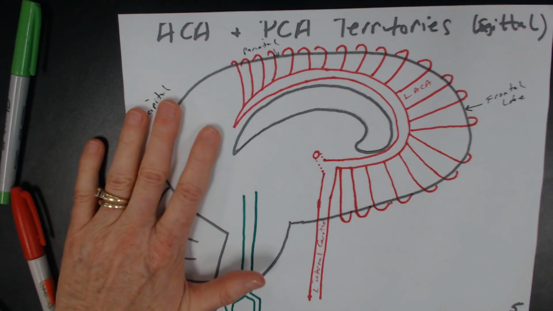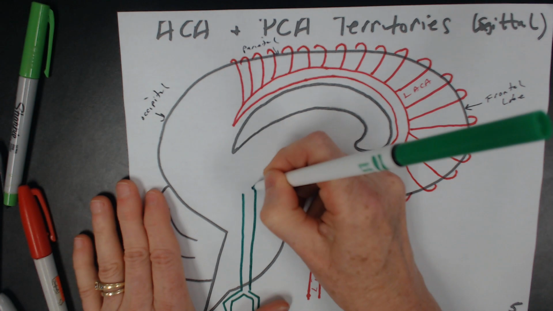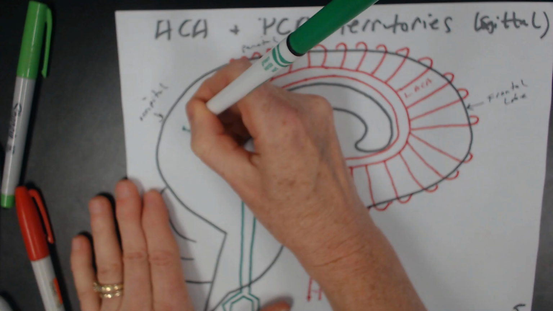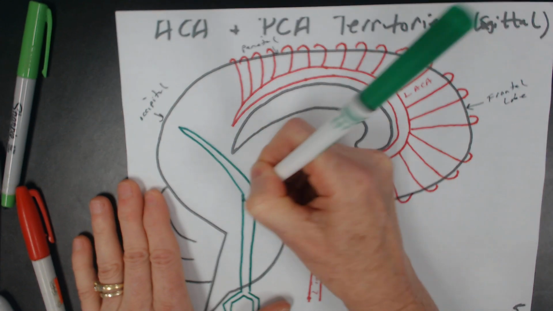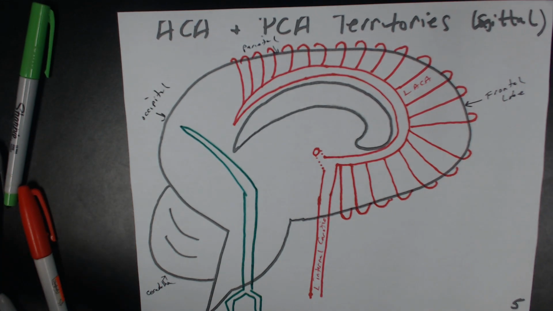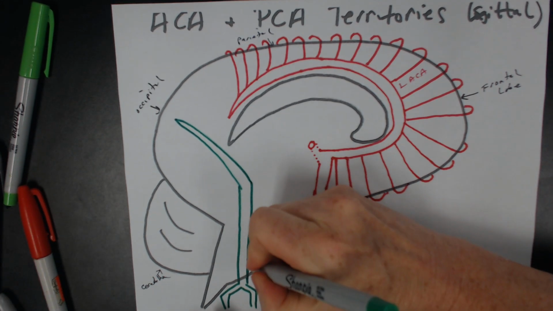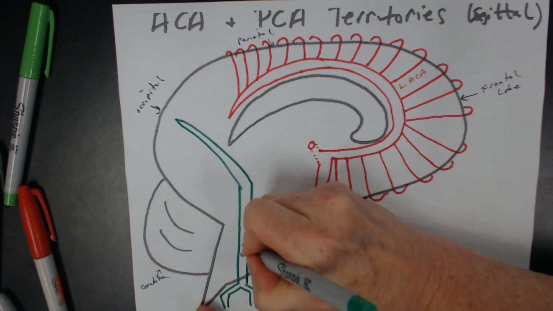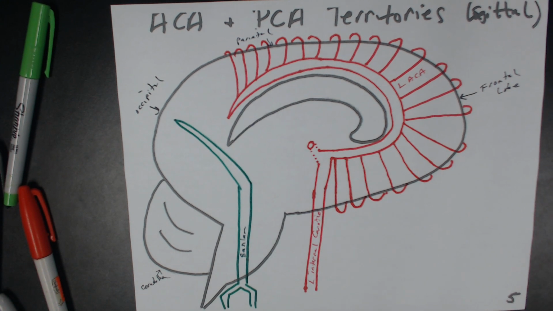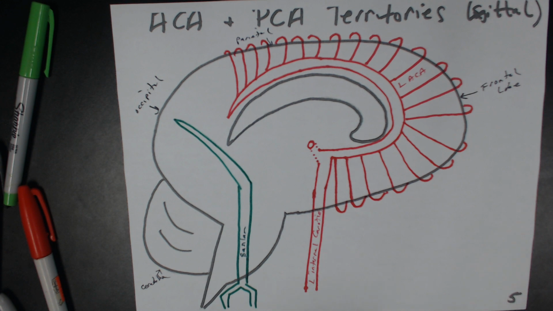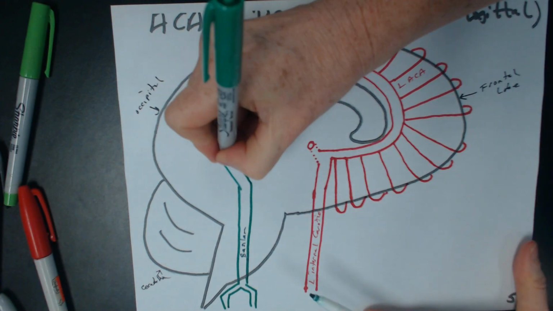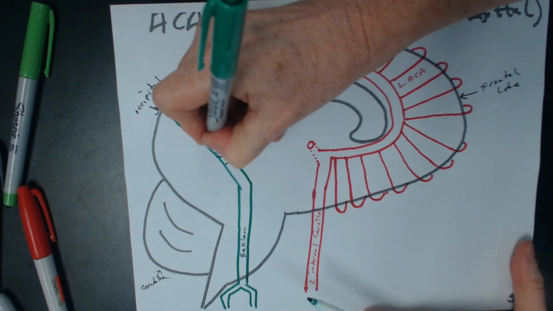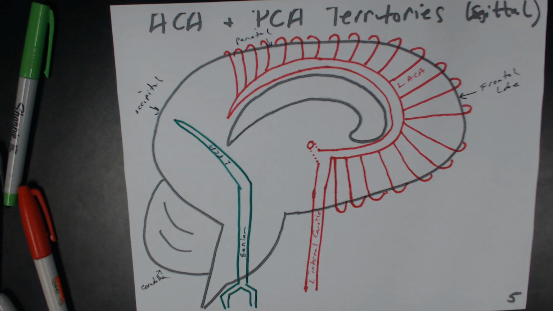And since this is only the left side, I'm just going to show the left PCA that comes back here and supplies the occipital lobe with blood. So let me label that. This is going to be your basilar. Okay. And this right here is just your left PCA. We're only showing the left because I've cut off the right. Okay. Just left with the medial surface. And that's the inside of the left side. Everybody see where I am?